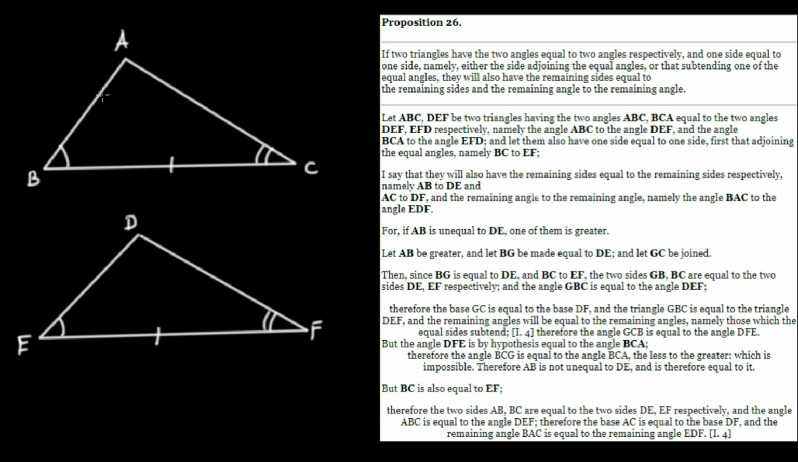So what's going on here? We're going to suppose that AB is the greater of the two. And if that's the case, by proposition 3, we can cut off from AB a portion equal to DE. So let's do that. We're going to call that point G. And we're going to say that this is equal to this. DE is going to be equal to GB, or BG as he says. And then we're going to let GC be joined. So we're going to join those two, G to C.